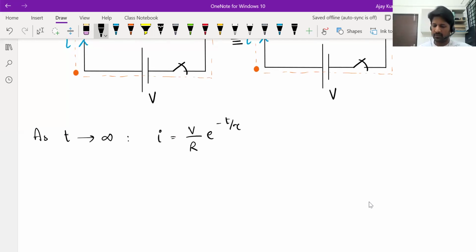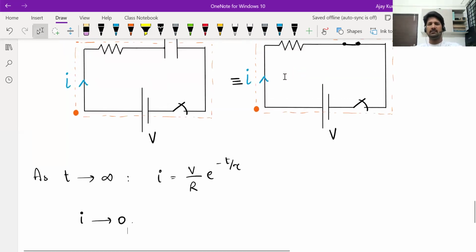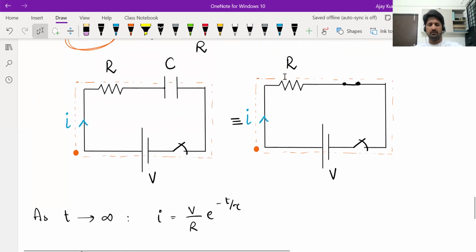One of you tell me, as t tends to infinity, what does the current become? Tends to 0. As t tends to infinity, the power of e becomes minus infinity, so it's like 1 by e power infinity, which tends to 0. So current tends to 0. Can any of you explain why that happens? Why does current stop flowing even when there's a battery?